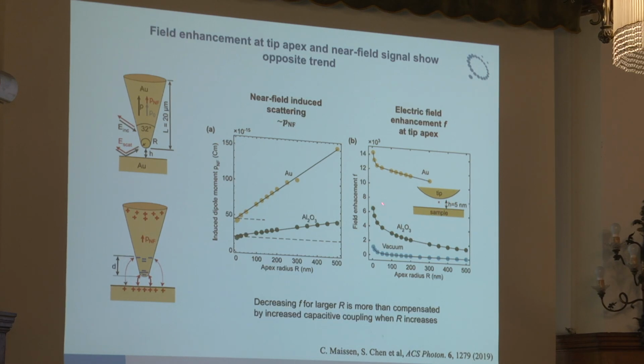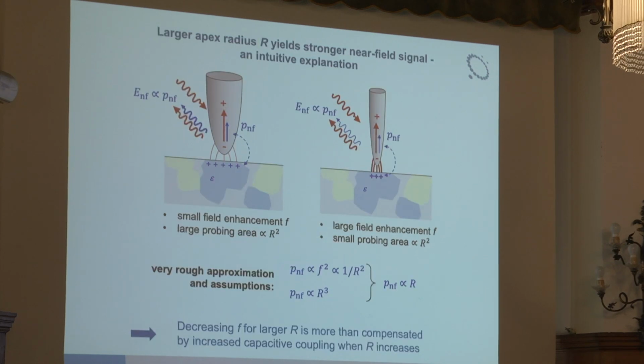And if we increase the radius, the field enhancement goes down. But the effective dipole strength goes up. And this is related to the fact that, this is also taken with care, that's a visualization of a verbal explanation that we give in the paper. Don't take it too seriously, that's a rough estimate.